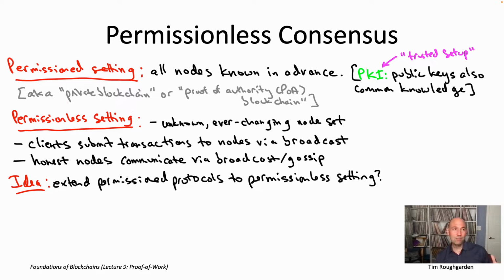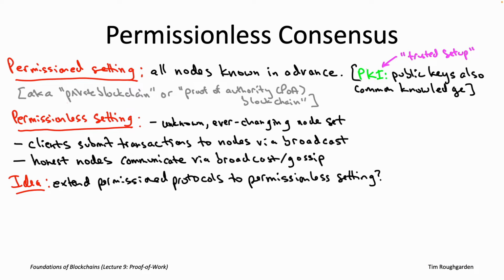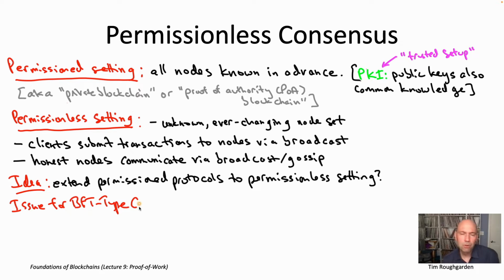But if you try to extend them in the most straightforward way, you immediately encounter obstacles in the permissionless setting. So let's talk through what some of those initial obstacles are. And let's talk about it for both of the two main genres of consensus protocols that we've discussed: BFT-type consensus protocols, with Tendermint being a canonical example, and then longest chain consensus protocols that we were talking about last lecture, in lecture 8. Let's start with BFT-type consensus protocols, like Tendermint from lecture number 7.